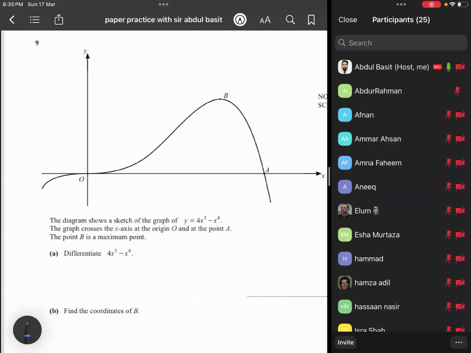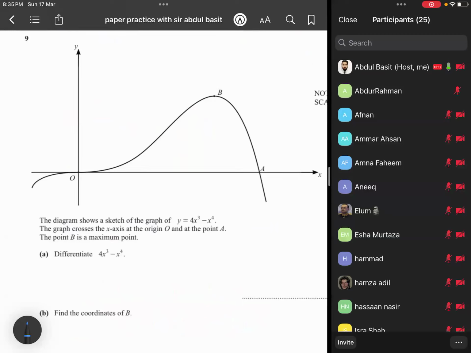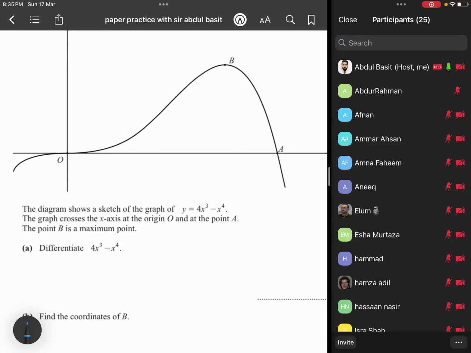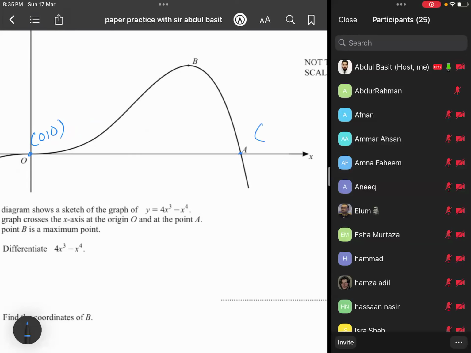Okay, look at the graph that is made. The graph shows a sketch of y equals 4x cube minus x⁴. The graph crosses the x-axis at the origin. Okay, the origin's coordinate is (0, 0). At point A, the x-coordinate would be x but y would be 0. We need to find out x and y of B as well.